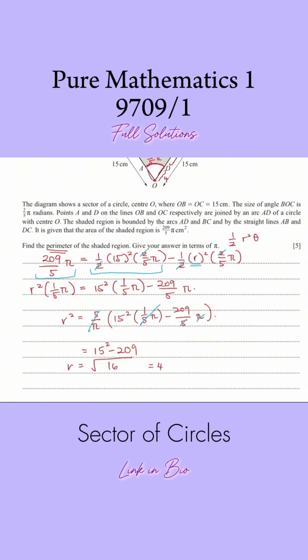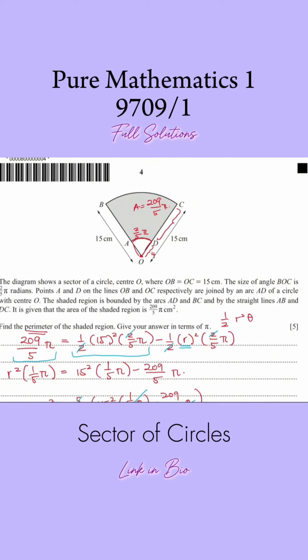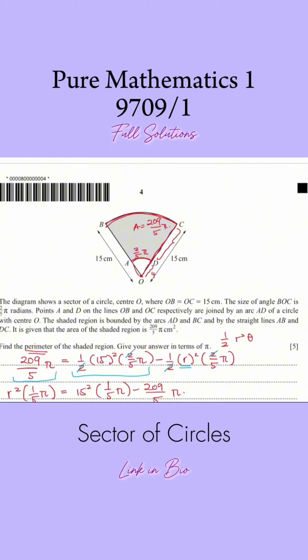Do not stop there, because the question is asking you to find the perimeter. How do you find the perimeter? In order to find the perimeter, you will need the smaller arc and the larger arc, plus this length, which is 15 minus 4, 11, and this one is also 11.